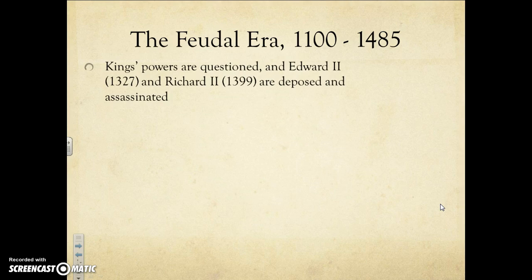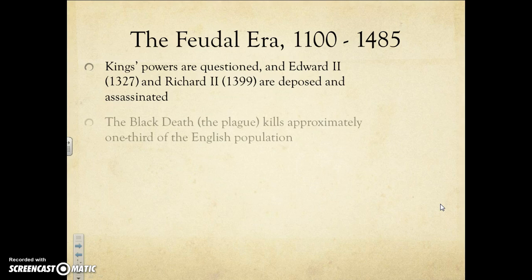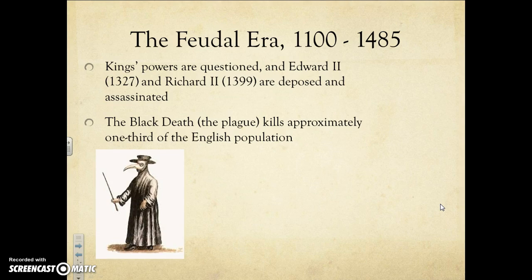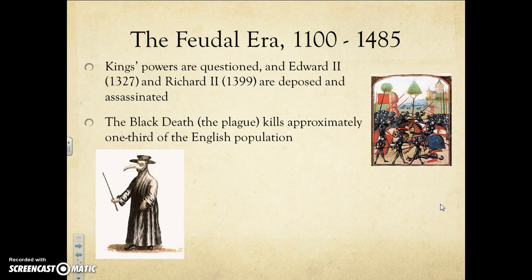Now, during the feudal era, the king's powers began to be questioned. The kings Edward II and Richard II were deposed and both assassinated. At the same time, the Black Plague is killing approximately 1/3 of the English population, a huge amount of people. This is an image you may have seen before. This is what the doctors would wear to supposedly protect themselves from the plague.